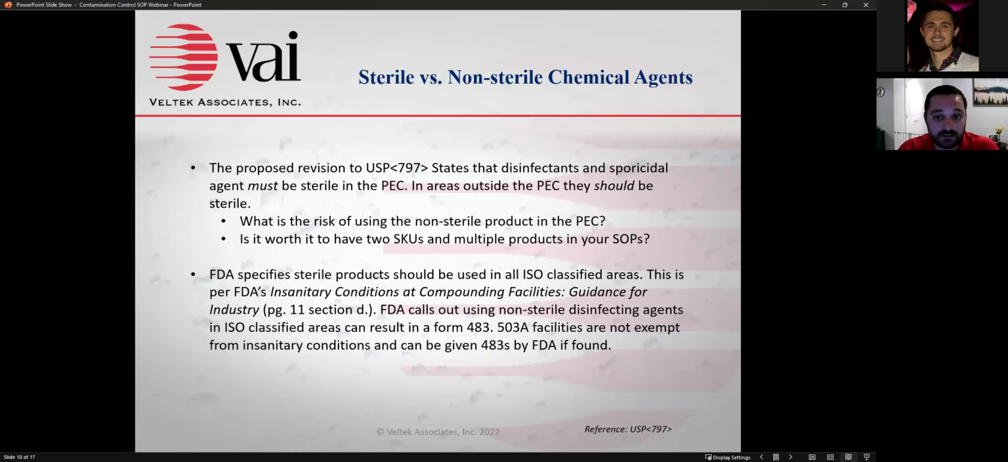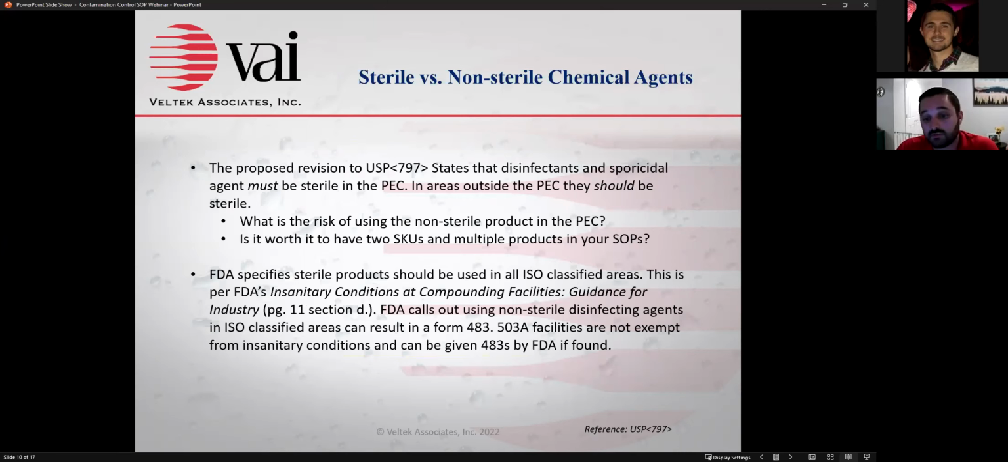You can theoretically, per the USP guidance, have a non-sterile product. It still needs to have some GMP or certs that you can reference, contact times, things of that nature. But those are just things to consider.